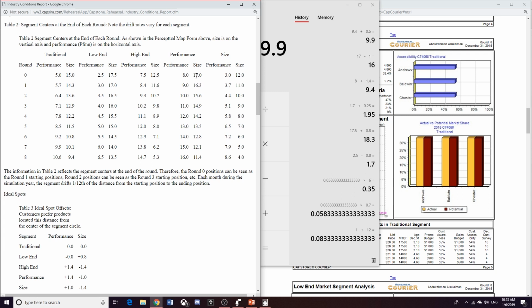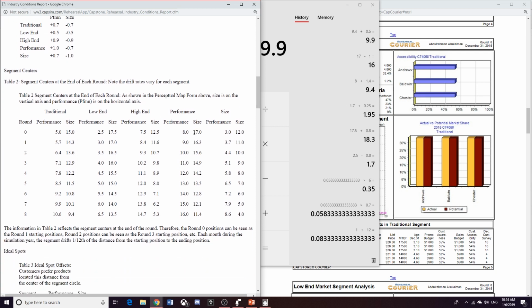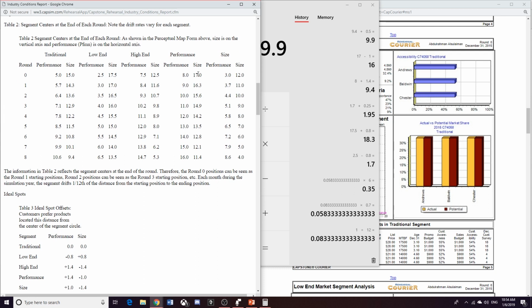All right, and then for size, what is the drift for size in the performance segment? So it seems that the drift is negative 0.7, right? So you look here, negative 0.7. And that's perfect. So this is the center of the segment. It's 17 in the beginning of round 1. That's the center of the segment. I want to know the size that customers want in the beginning. So it is negative 1 from the center of the segment. So 17, negative 1 is 16. Perfect. So in the beginning, customers want a product that is 16 in size.